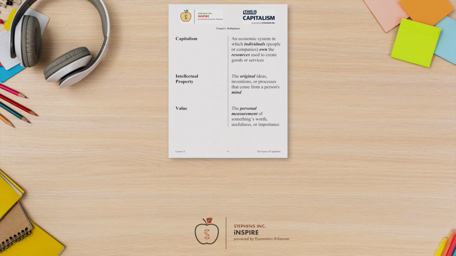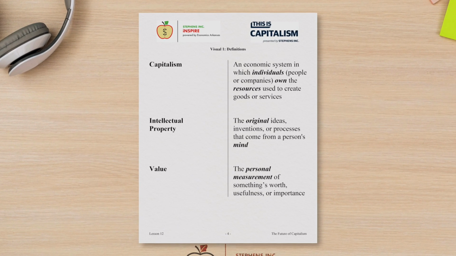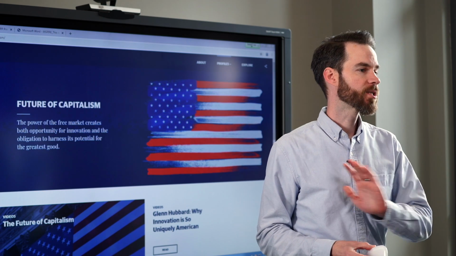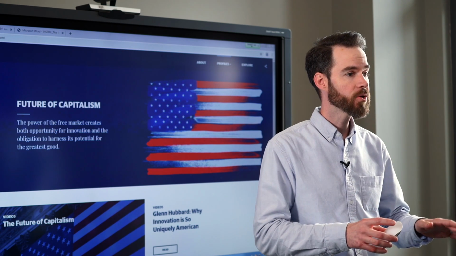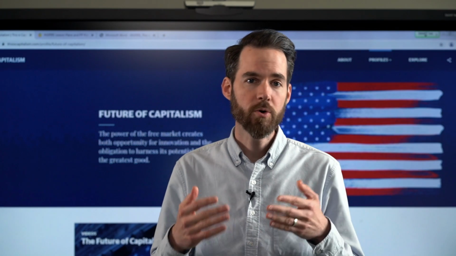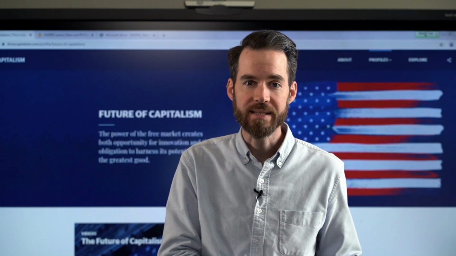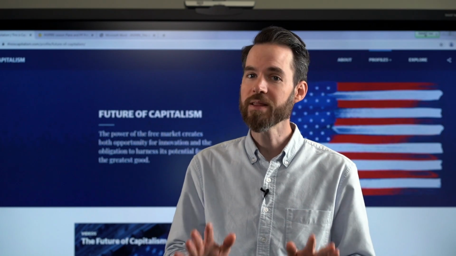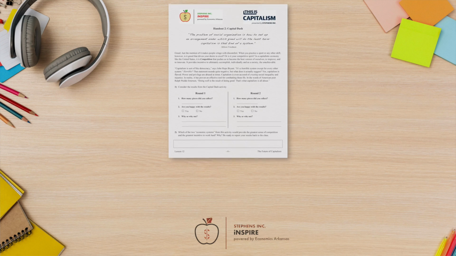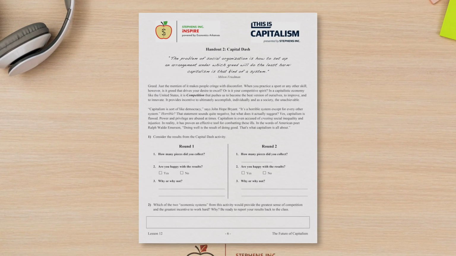Using Visual 1, Definitions, review each definition. Explain that we will be considering the advantage that capitalism gives entrepreneurs and exploring the value of ideas and intellectual property. While the students are still reviewing the terms, toss all of the candy into the air and announce, "Go, grab as many as you can, but don't eat them yet." As a more subdued alternative, set the items on your desk and let the students know, first come, first served. But either way, don't let them eat the candy yet. Once the students are settled back into their seats, distribute a copy of Handout 2, Capital Dash, to each student.